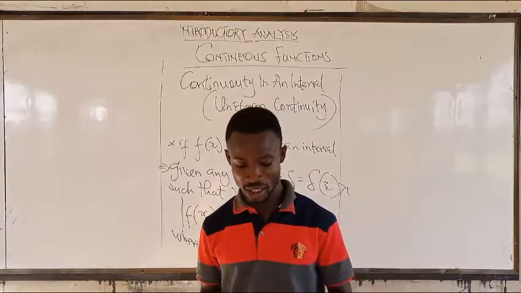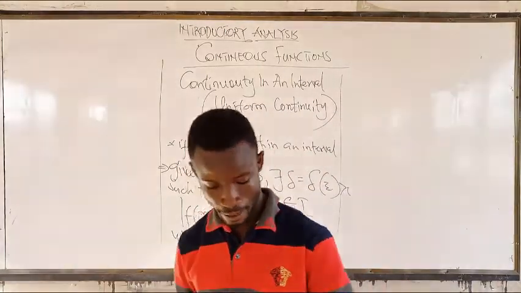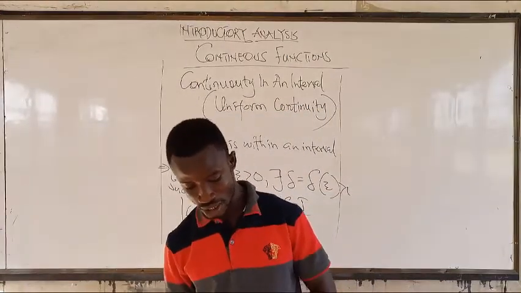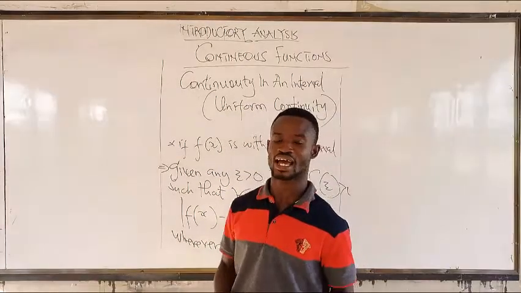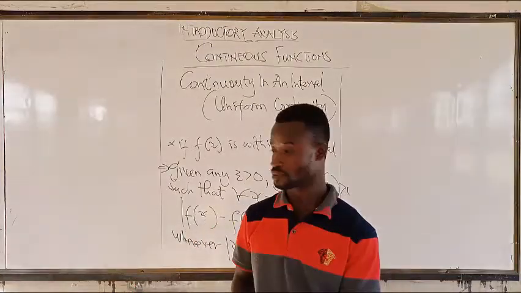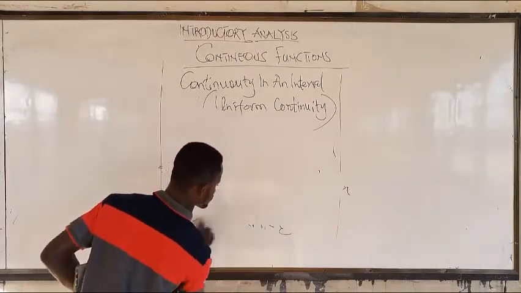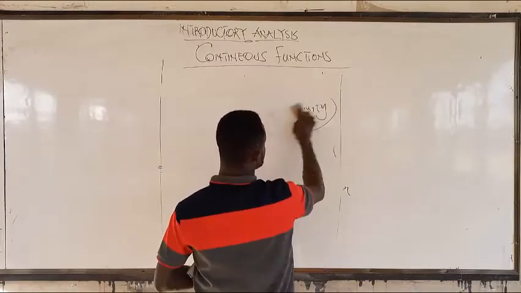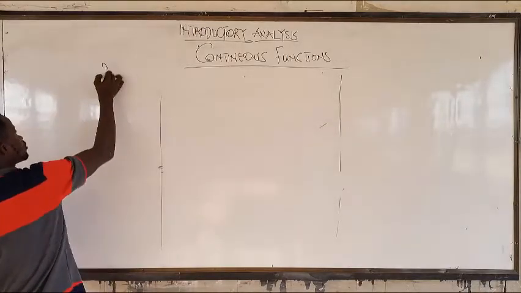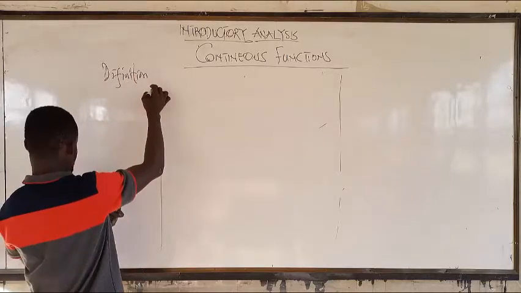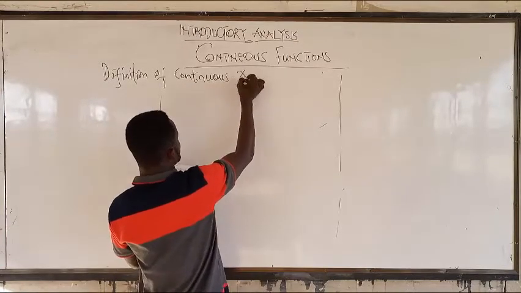We'll be using it to prove that f of x is equal to s squared. But before that, let's state the definitions for continuous and for uniformly continuous. In case you're in an exam, this is what you are supposed to write. So, definition: continuous.